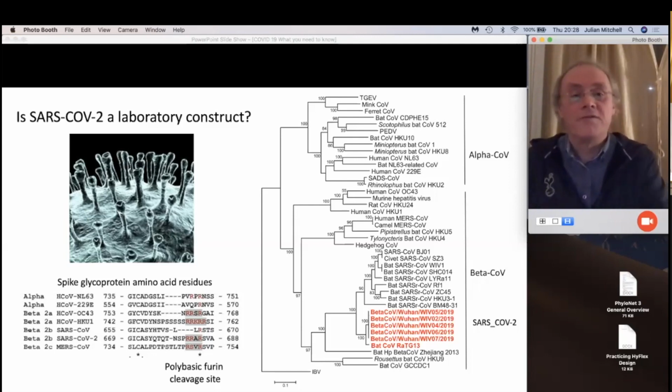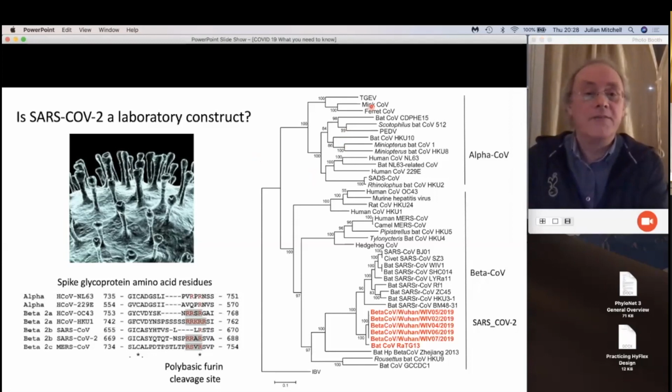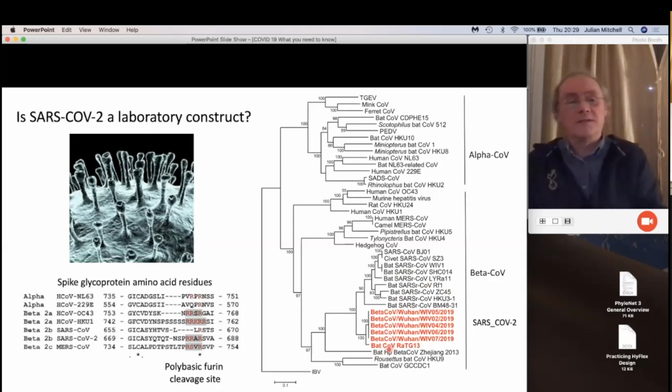Certainly, if we run out sequences of the virus, we can get an evolutionary tree, and here I've put up an evolutionary tree. The coronaviruses are divided basically into alpha coronaviruses and beta coronaviruses. And we can see that all of the viruses that came from Wuhan in China formed a group within the beta coronaviruses group, and these traditionally affect bats. In fact, the nearest ancestor, if you like, of SARS-CoV-2 is SARS-CoV, the original SARS that was present years ago.